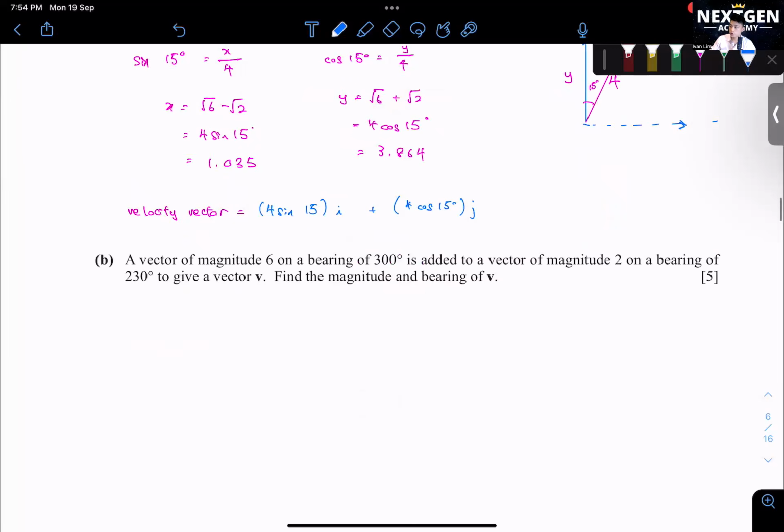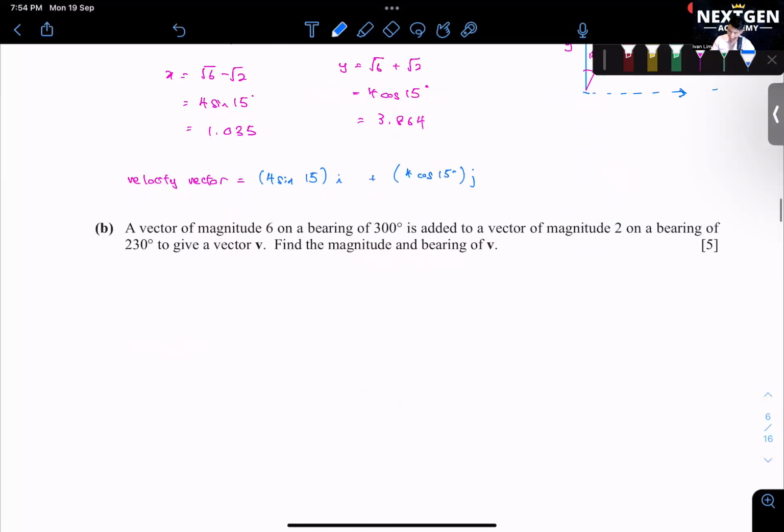Question B. This is a 5-mark question. A vector of magnitude 6 on a bearing of 300 degrees is added to a vector of magnitude 2 on a bearing of 230 degrees to give vector V. Let's use another color for this. Find the magnitude and bearing of V.